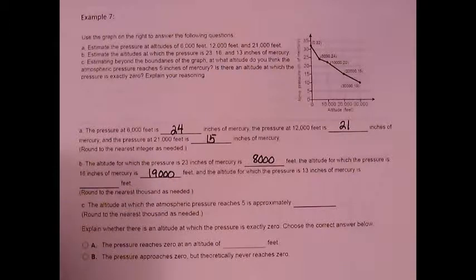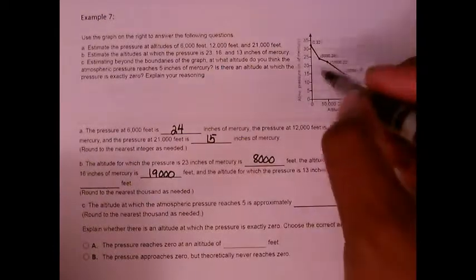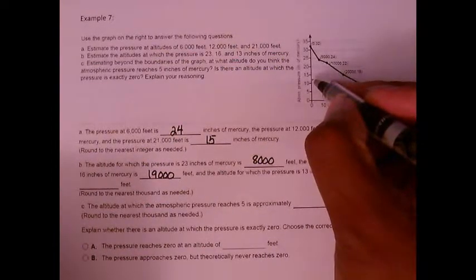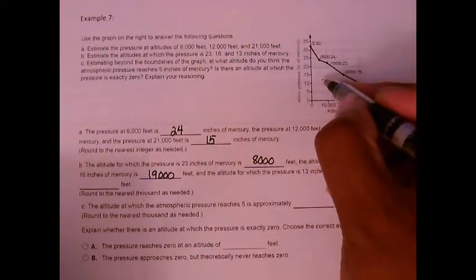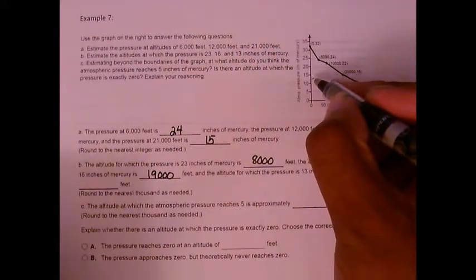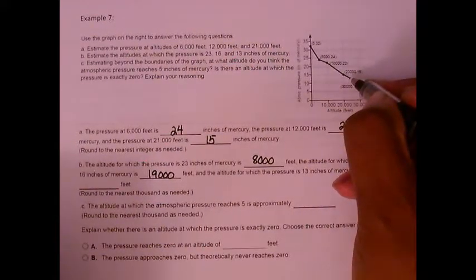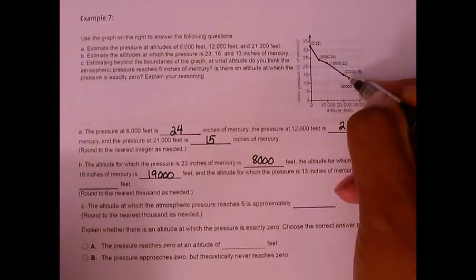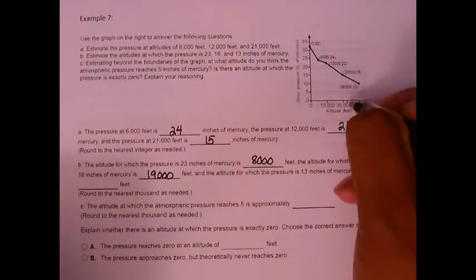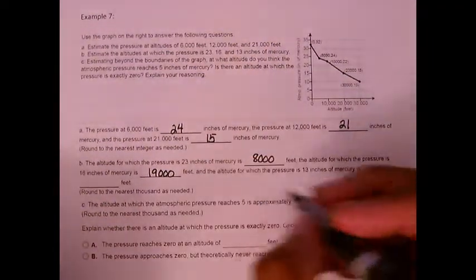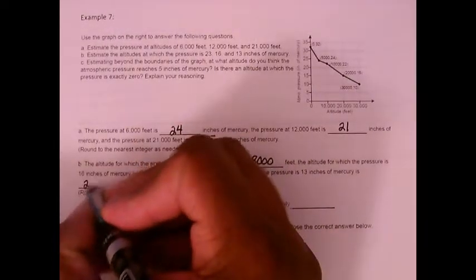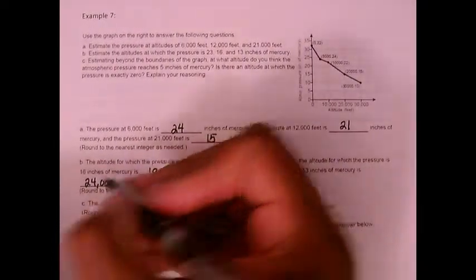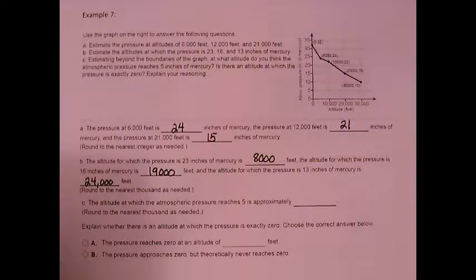And the altitude for which the pressure is 13 inches, that's between 10 and 15. That's on the vertical axis, so here I'm going to go across. I know it's got to be between 20 and 30,000, which will be, I would put it at 24,000 feet. Okay. So these are just estimates here.